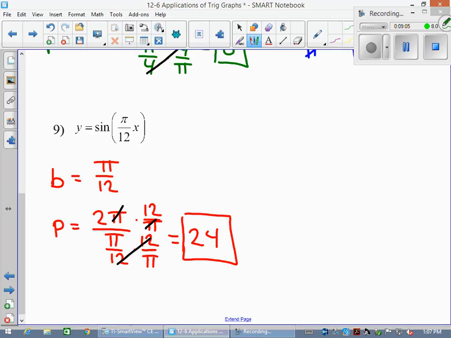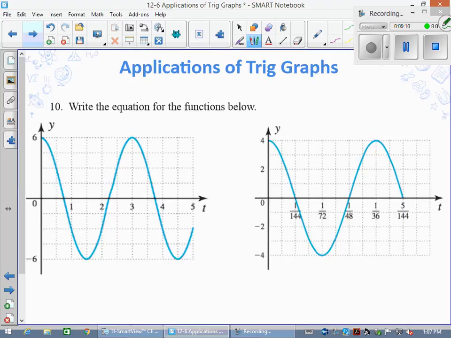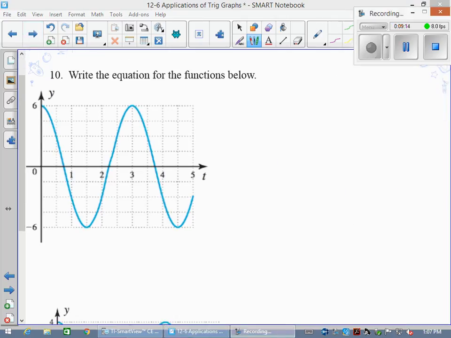Okay, so next we're going to look at actually writing the equations for some graphs. The first thing I like to do is identify all the information that I need to write this equation. The first thing I notice is that I'm starting at a maximum value, so I know that this is going to have to be a cosine graph.